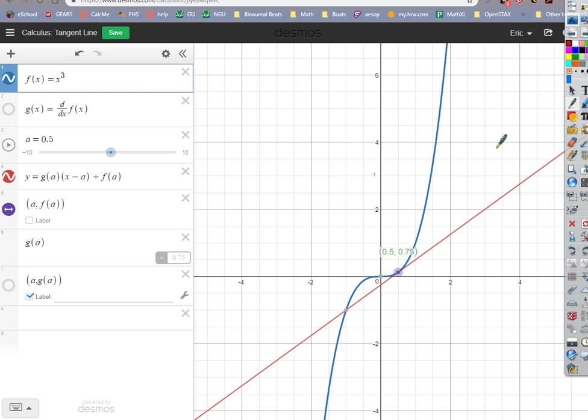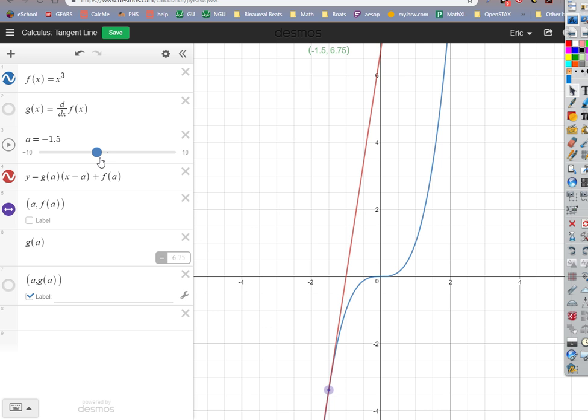So if we look at something like this, here's the function f of x equals x cubed. I'm going to calculate a derivative. The derivative function is just g of x, right? And I'm just going to drag a. A is the value we're inputting into the function. As I drag a along, you can see that red tangent line. When I'm clear down there, what would you tell me about that tangent? Steep and positive. In fact, if you look down here at the slope, right now the slope is positive 6.75.